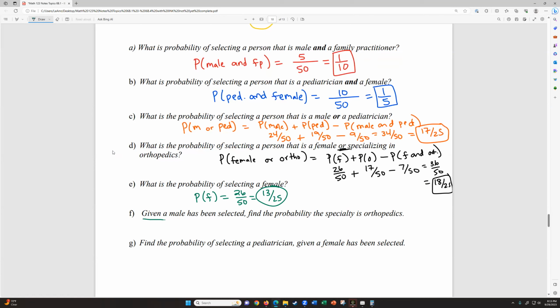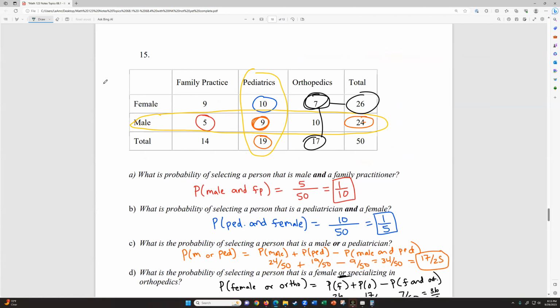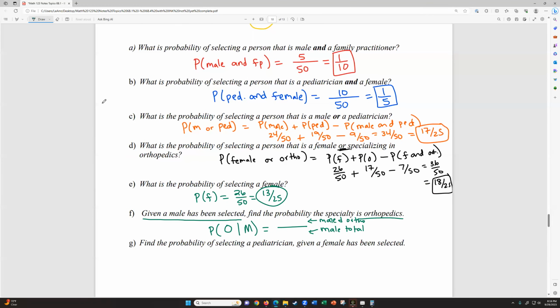But this one says, given that we have a male, we want to know, is he an orthopedic doctor? So the probability of ortho, given that we know you're a male doctor. When you do those conditional probabilities, we can only use the male total for the bottom, and the top number has to be male and ortho. So the total is 24. Notice this is the only time our denominator is not going to be 50. It's when you do these given ones.